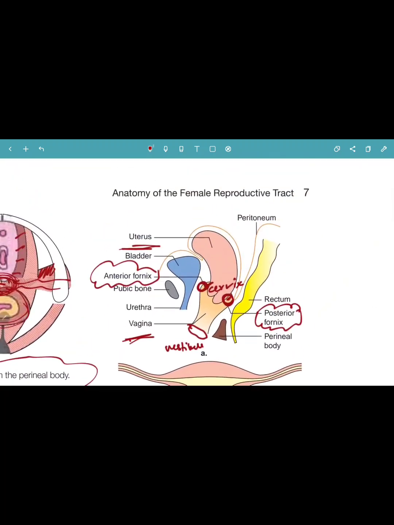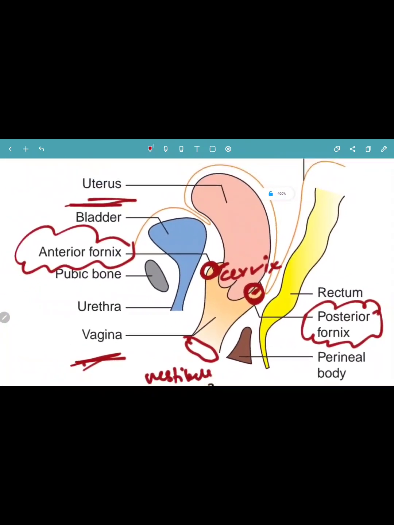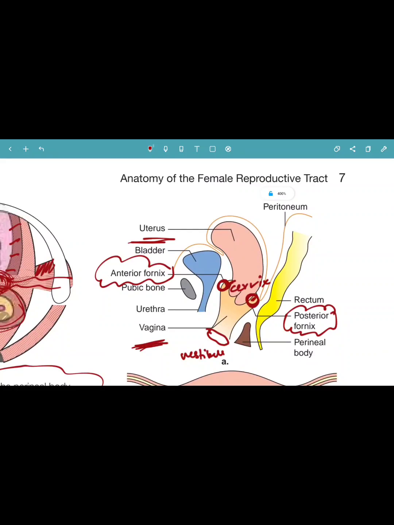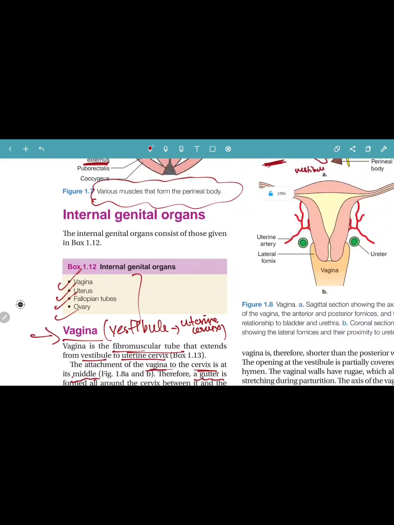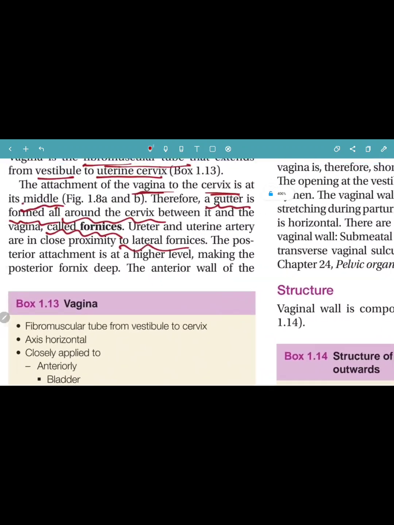Here, if you look at this figure carefully, the vagina is attached to the cervix in its middle. So all around the cervix there is a gutter-like space formed by the vagina, known as the fornices. So you have the posterior fornix, anterior fornix and lateral fornix, and the uterine artery as well as the ureter are located very closely to the lateral fornices.